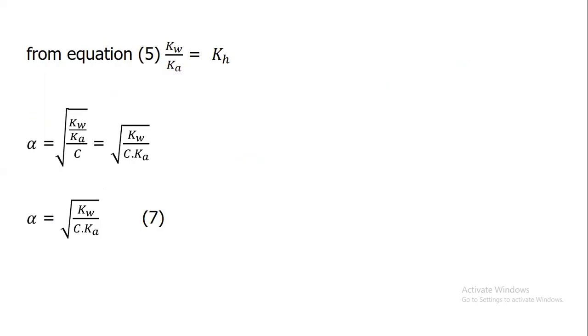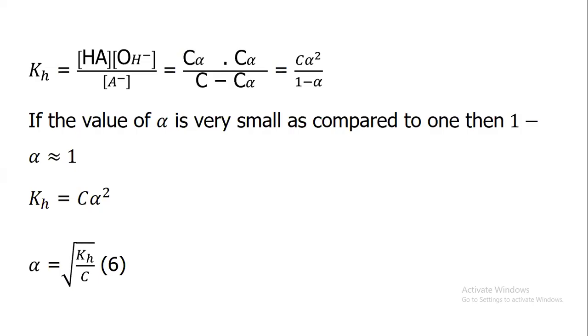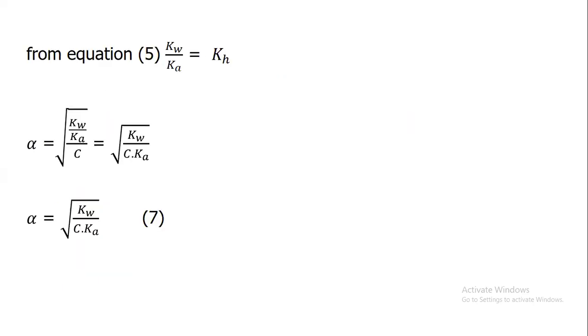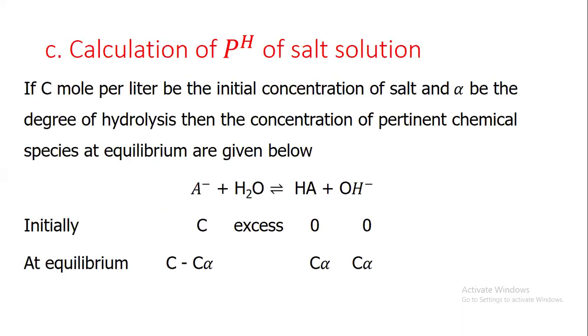From equation 5, Kh equals Kw over Ka. So alpha equals root under Kw over Ka C. So alpha equals root under Kw over Ka C, equation 7.